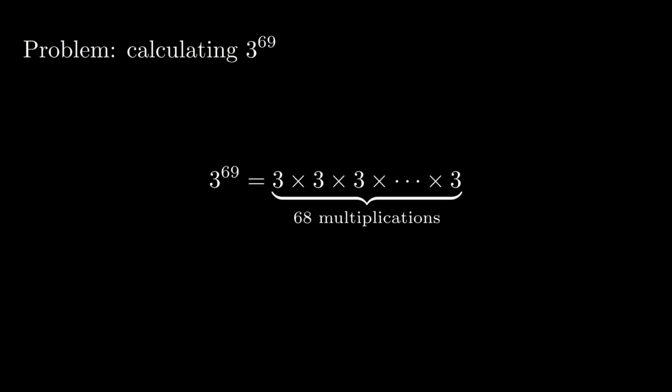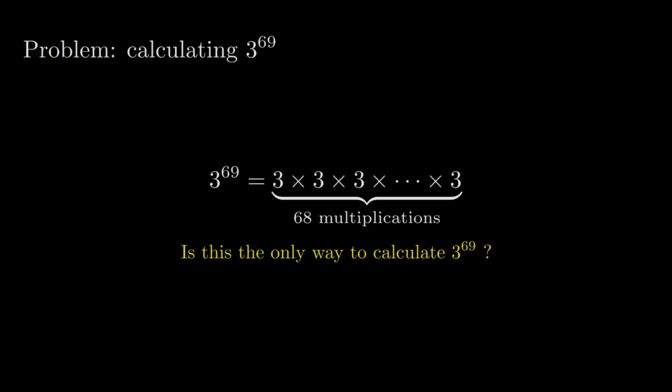For example, you want to calculate the number 3 to the power of 69 using the traditional method. Normally, you would multiply 3 by itself 68 times, which means performing 68 steps. But is this the only way? The answer is no.